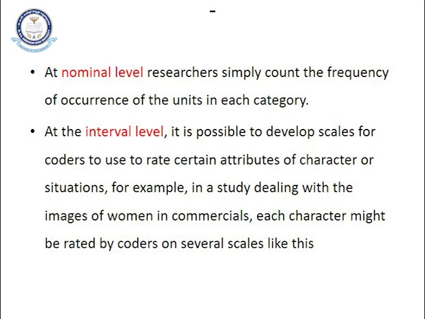At a nominal level, researchers simply count the frequency of occurrence of the units in each category. At the interval level, it is possible to develop scales for coders to use to rate certain attributes of a character or a situation. For example, in a study dealing with the images of women in commercials, each character might be rated by coders on several scales like this.